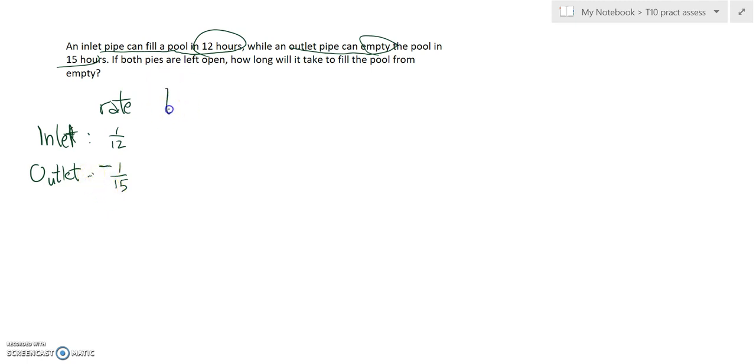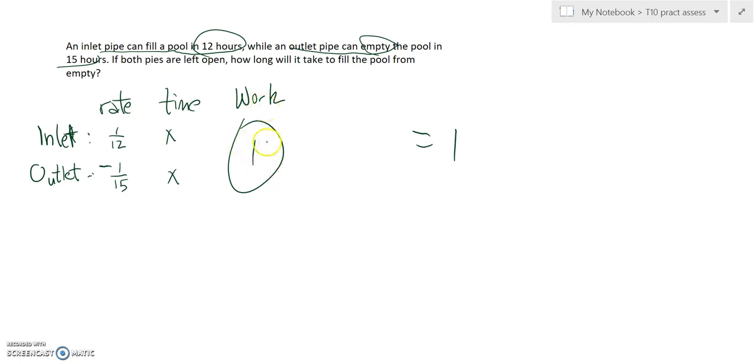The question is, if they're working together, how much time will it take them to do one pool? So I'm just going to call my time x. And what I'm talking about is my work here. Together, they're going to fill one pool, so it's going to be equal to one. I know that rate times time is work.